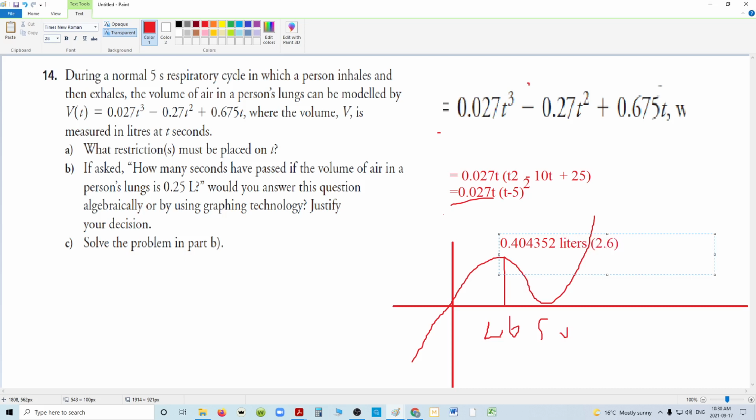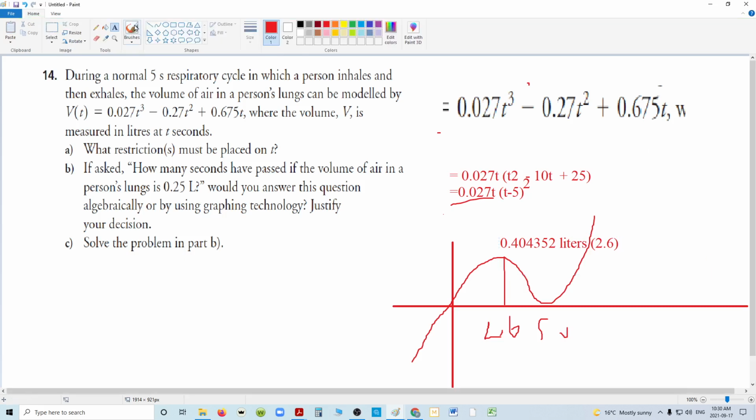The question in question B asks how many seconds have passed if the volume of air in a person's lung is 0.25. I'm going to have two times, represented by this line. Since the max is roughly 0.4, 0.25 occurs about there. And it's going to occur, see 0.4 is here, obviously twice, once when I inhale and once when I exhale, which makes sense.